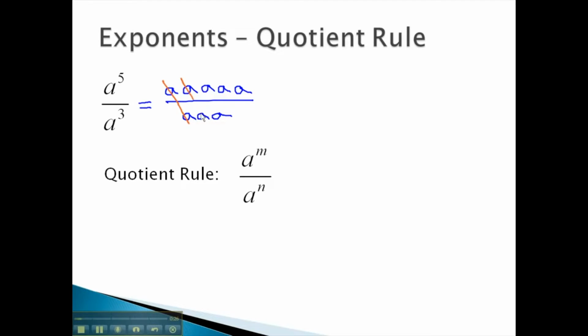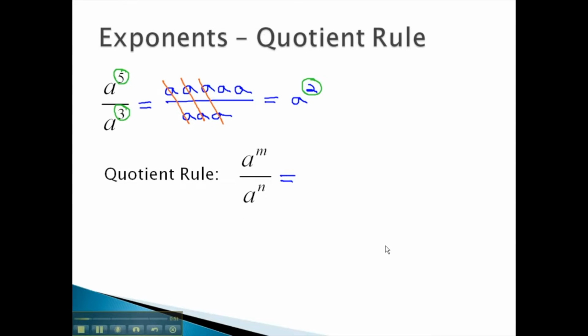By simplifying and dividing out the common factors, we find that the only ones left are the a squared in the numerator. We started with 5 a's and divided out 3. To find out how many are left, we can simply subtract 5 minus 3 to get the 2. This gives us the quotient rule.